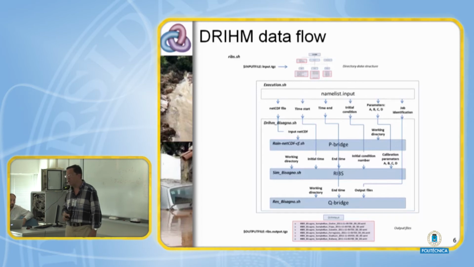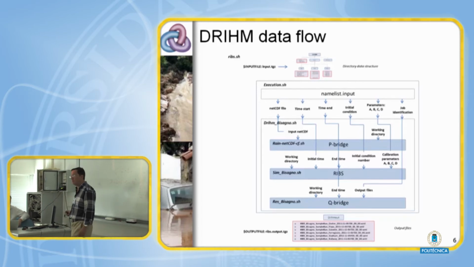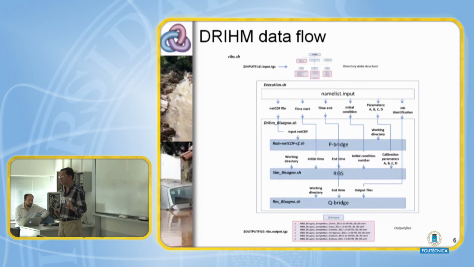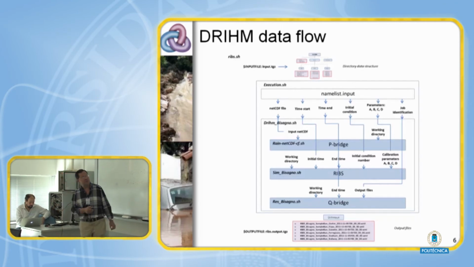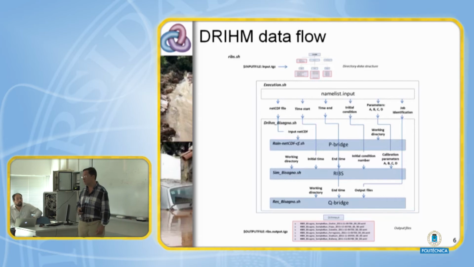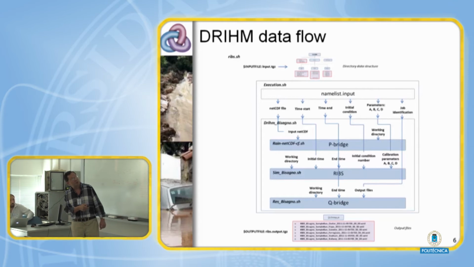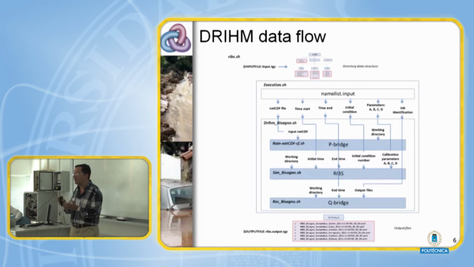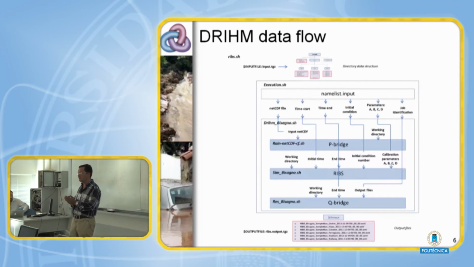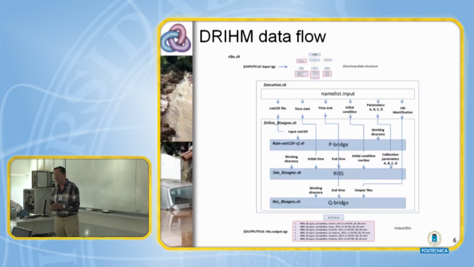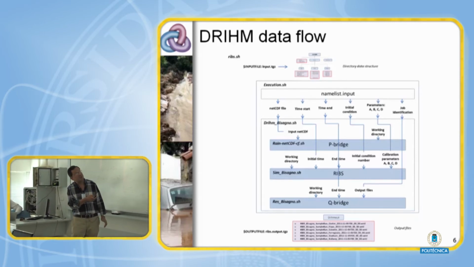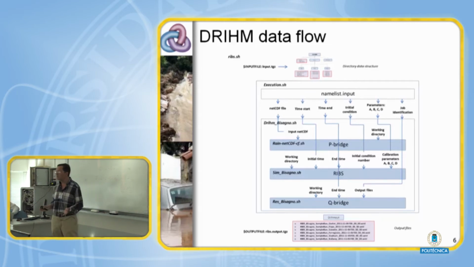The rips.sh is the command script that is being used by DRIHM to run RIPS. And this rips.sh will be performing a sequence of operations. The first one is to extract the input file. The input file is a compressed tar file where you put all the data and command scripts that are required to run the model. So rips.sh will first decompress this file and create all the working environment for RIPS.